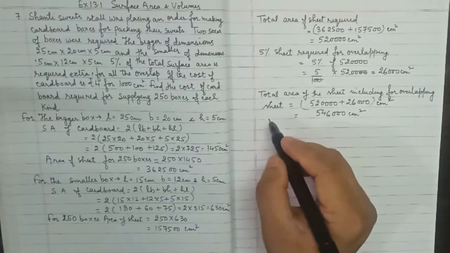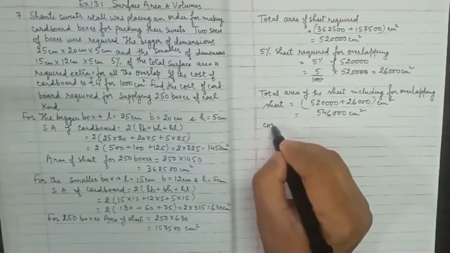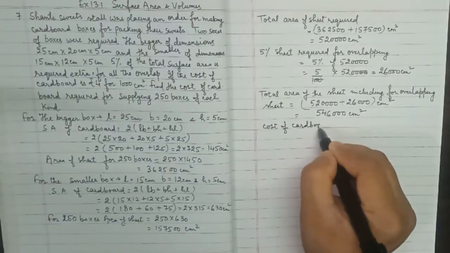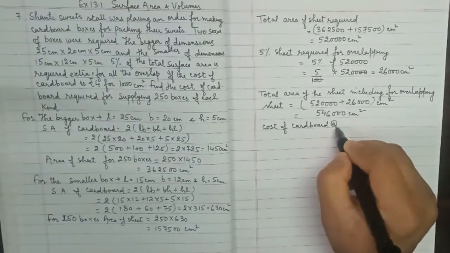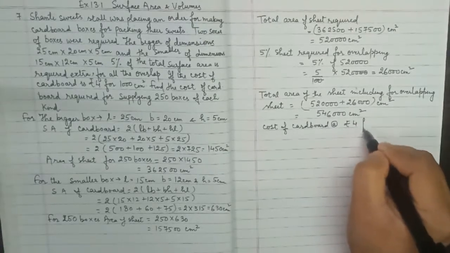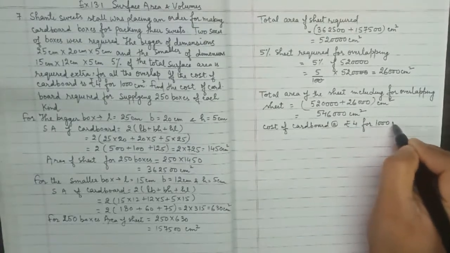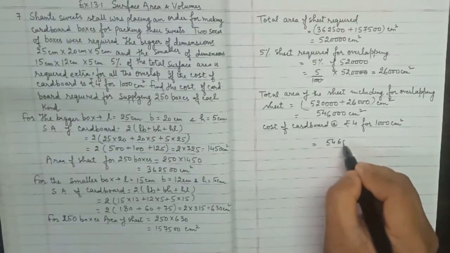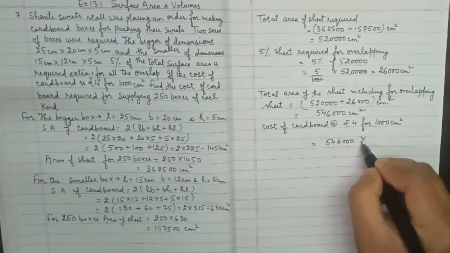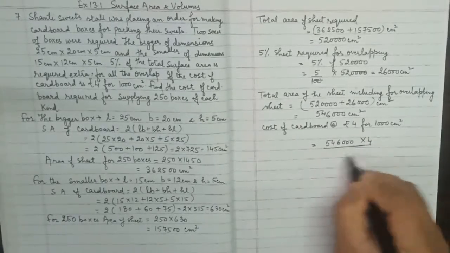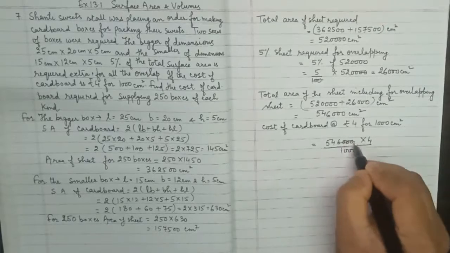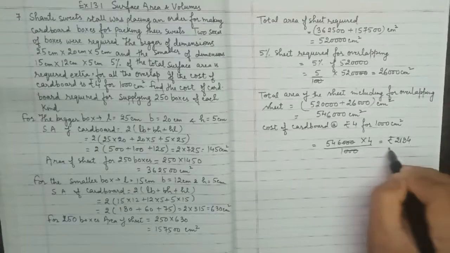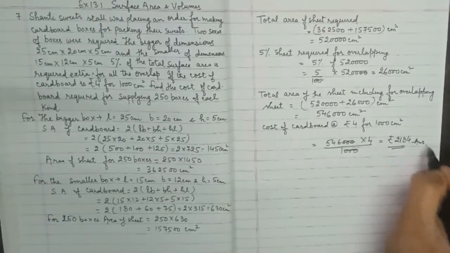Now we have to find out the cost of cardboard. The cost of cardboard at the rate of ₹4 for 1000 centimeter square will be equal to 546,000 into 4 upon 1000, which is equal to ₹2184. This is the answer.